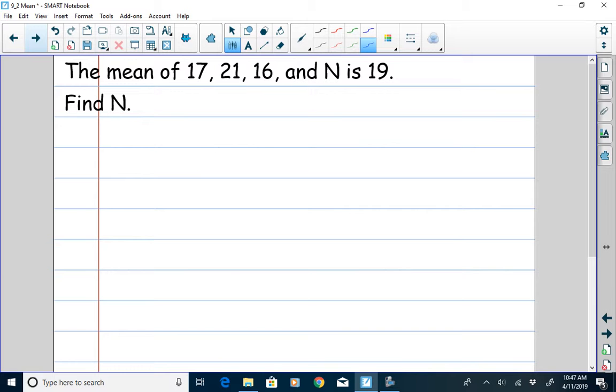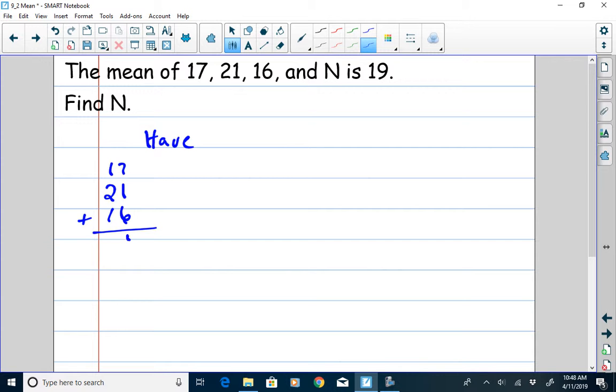All right. Now, our last group of problems, we're given the actual mean, right? We're told the mean is 19, and we're given some of the items, 17, 21, 16, but we're missing one of the items, and we have to be able to find that missing item. I always like to break this up into 3 steps. First, we find what we have. And what we have is the 17 plus the 21 plus 16. That's what we have. So I add to find that total.